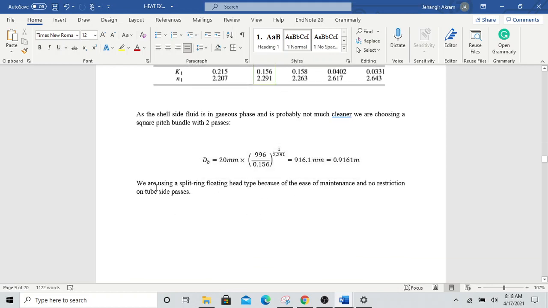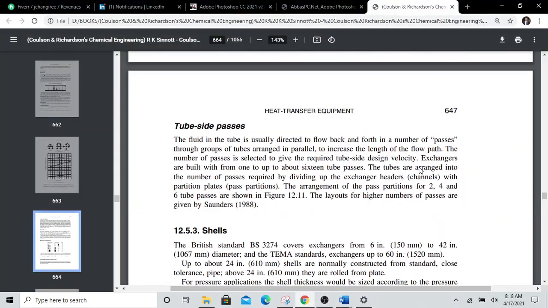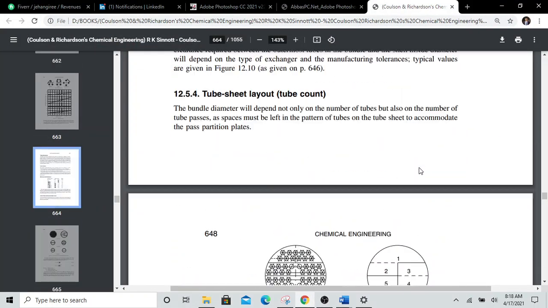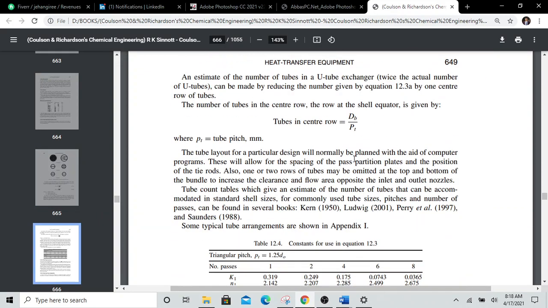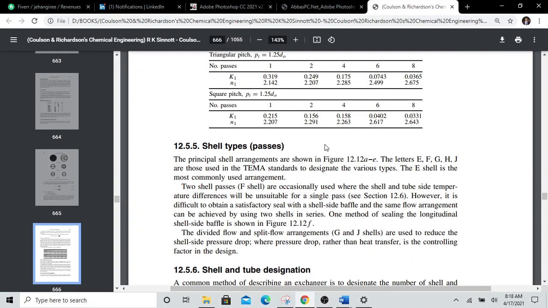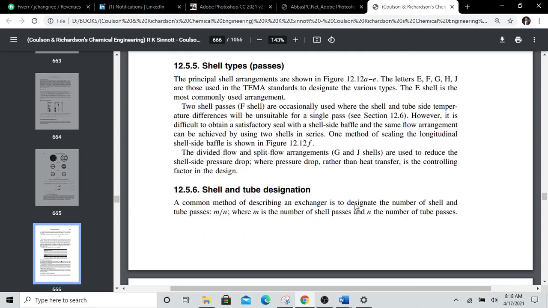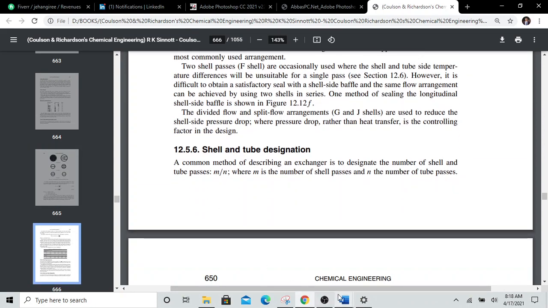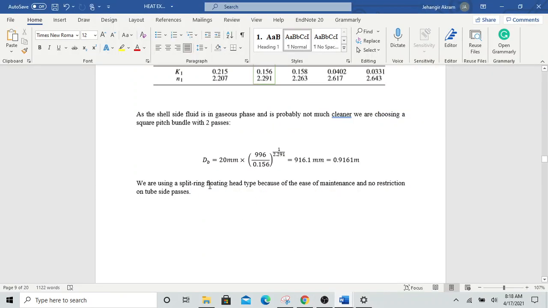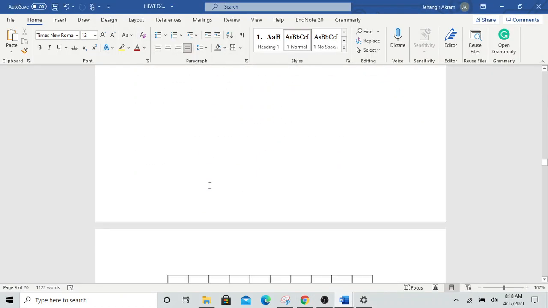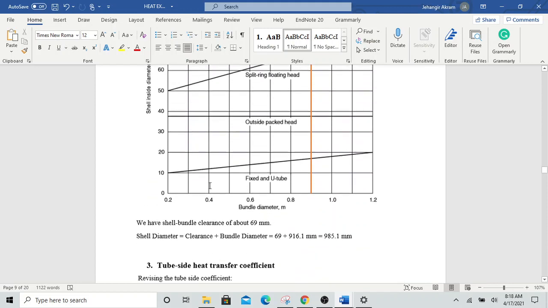The next step: we assume that we will be using a split ring floating head type because it is easier. It is also mentioned in here, in the tube layout. As I told you, we will be using the square pitch and other things. You can study from here, but I should first cover it from my document.